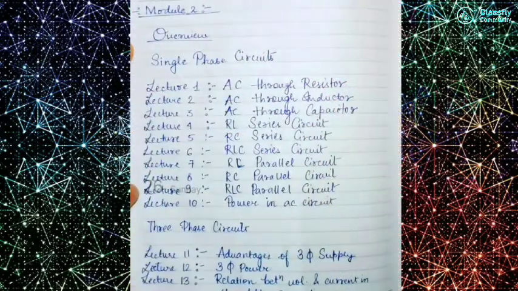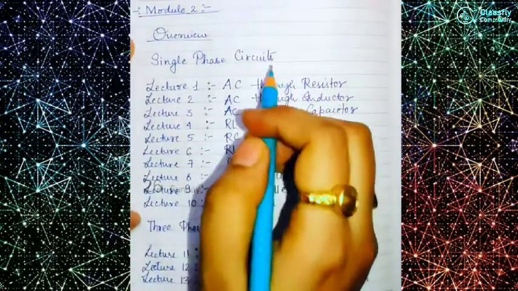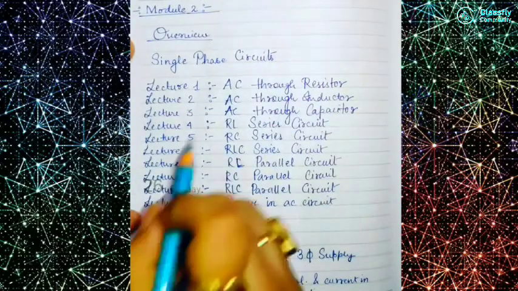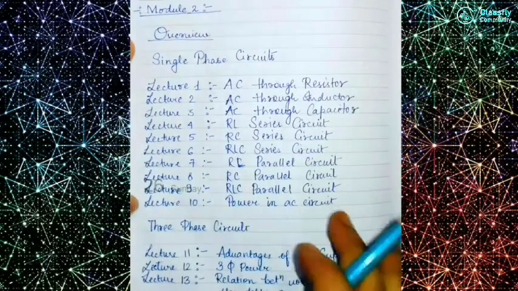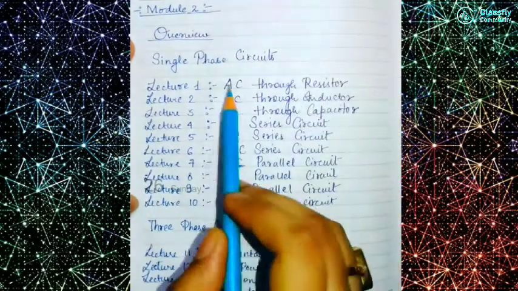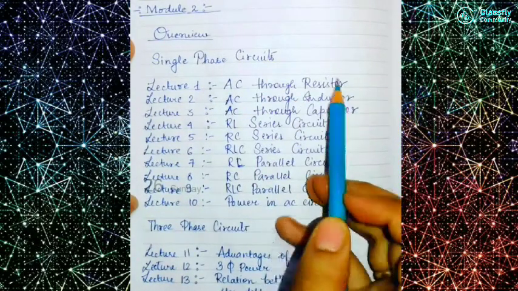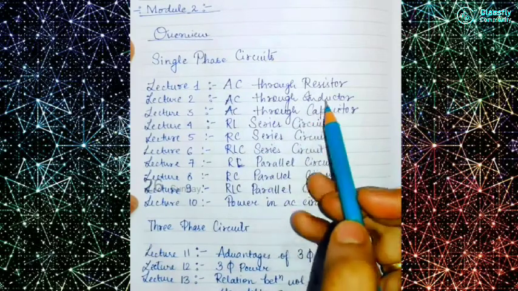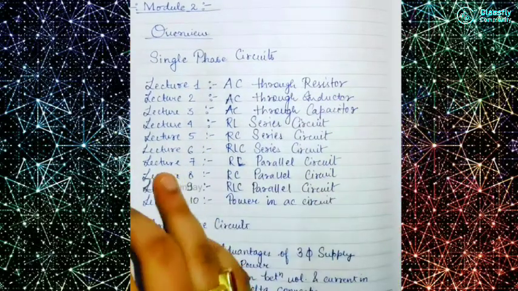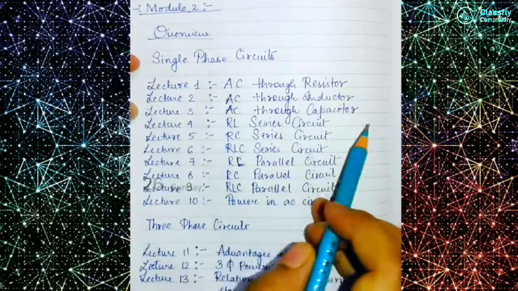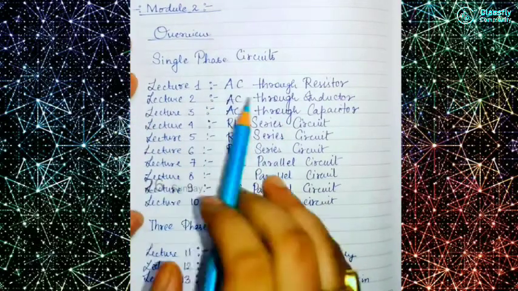Today we will be seeing the overview of module 2. So the first topic is your single phase circuit. It is comprising of 10 lectures. First is your AC through resistor. Similarly, the next two are your inductor and capacitor. So your AC through resistor, inductor, capacitor ends till lecture 3.